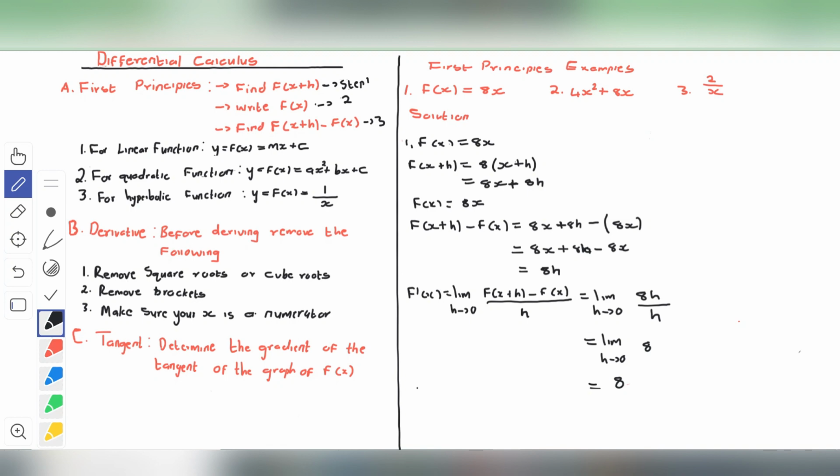So now we're going to do the second example, which is 4x squared plus 8x, right? So I'm just going to erase here because I don't have space. So if you want to copy it down, you can pause the video and copy it down.